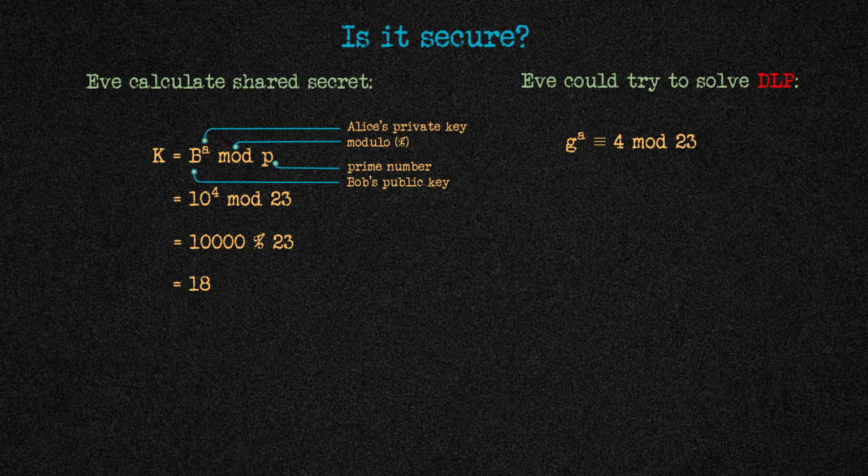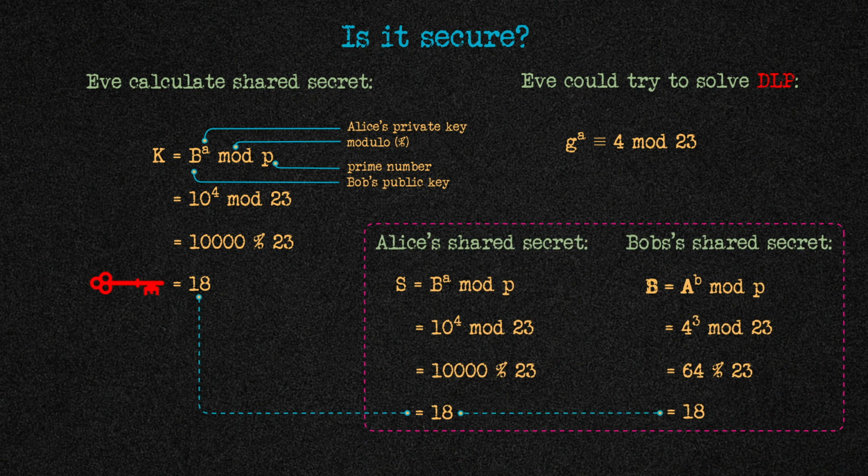Finally, Eve completes her calculation. The Diffie-Hellman exchange is broken. With the shared secret, she can now decrypt every intercepted message between Alice and Bob.